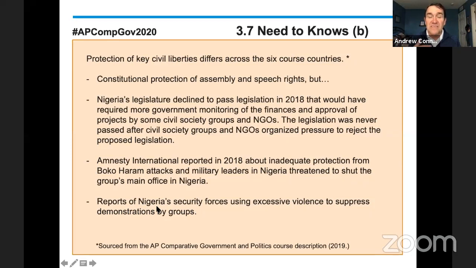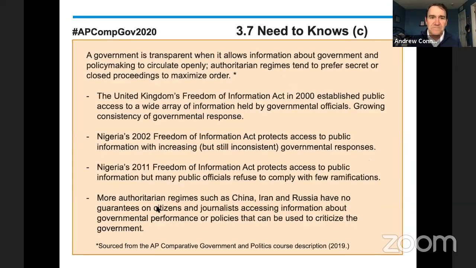Another example, I mentioned this yesterday, is that there are plenty of stories out there of Nigeria's security forces who use violence, firearms, to suppress speech that is critical of the government, using this excessive violence. And certainly you can't ignore those stories in Nigeria.